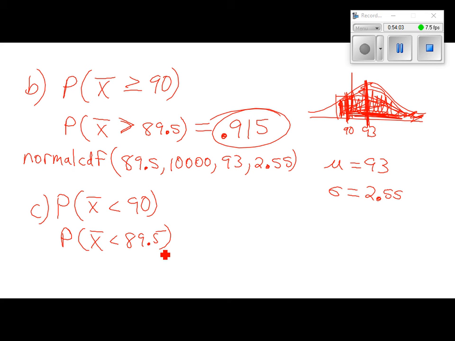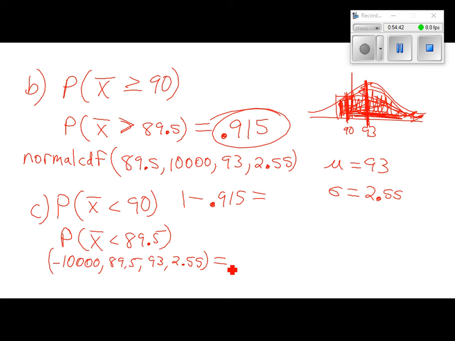Now, there's two different ways you could do this if you're using your brain a little bit. We just said greater than 89.5 was this. How could we find the stuff less than 89.5? You could just take 1 minus 0.915. The other way we could do it is by punching the stuff in the calculator. What are we going to punch in? Negative 10,000, 89.5, 93, 2.55.